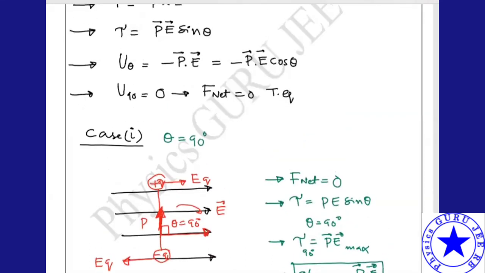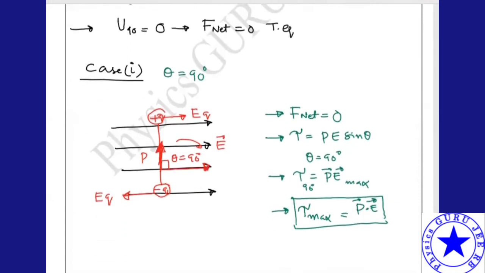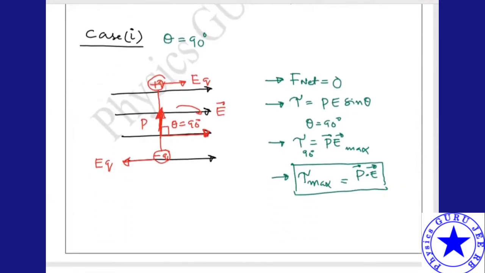Next, the potential energy. U of theta is equal to minus P E cos theta. So when theta is equal to 90, what is the potential energy? Here I want to write the potential energy U of theta. Sorry, it is not sin theta, so it is minus of P E cos theta.